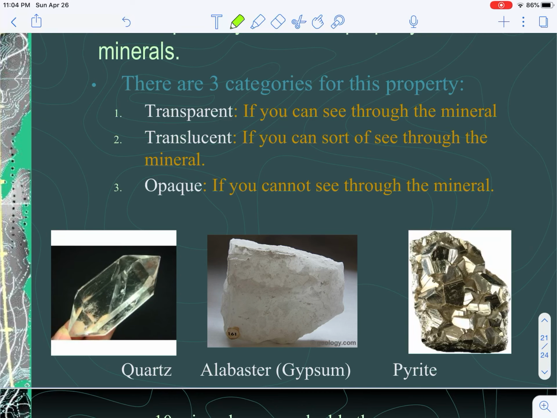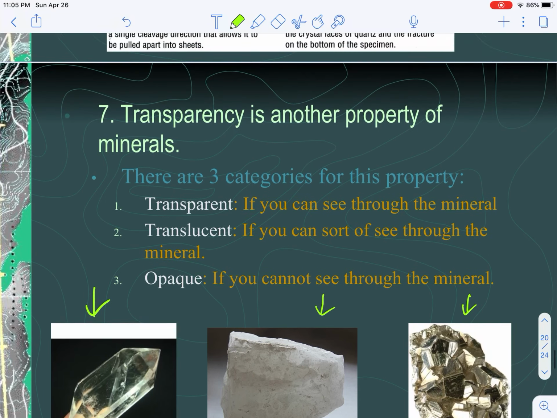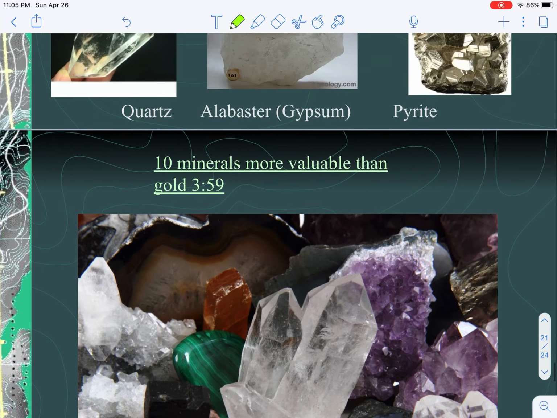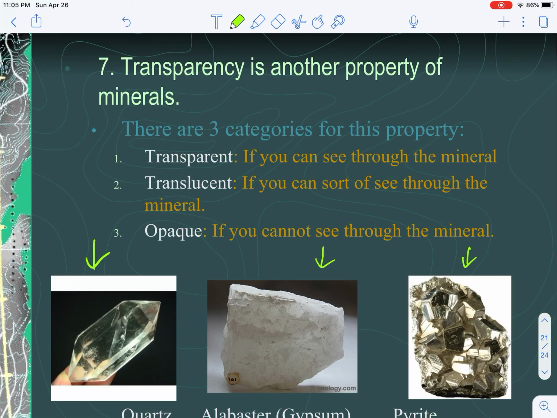And number 7, which is the last one, is transparency. You hold it up to the light. If it's transparent, that means light can come right through it, and you can see your hand on the other side of it. If it's translucent, you can see some light shining through, but you can't see clearly through it. And opaque means you cannot see through it at all. So transparency is just one other test. That wraps up our testing for determining types of minerals.